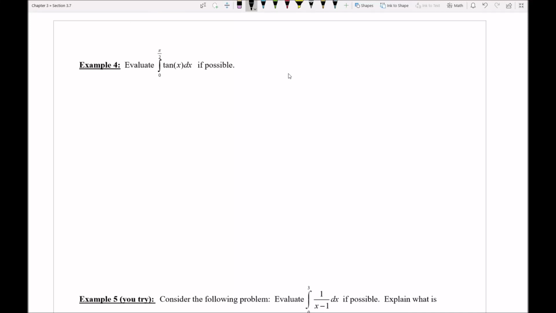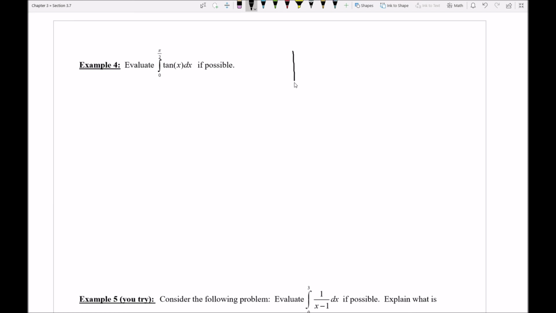So let's take a look here at examples number 4 and 5 to see how we can practice using improper integrals of the second type. So you'll see here that we have an integral of a tangent function from 0 to pi over 2, and we're being asked to evaluate if possible.